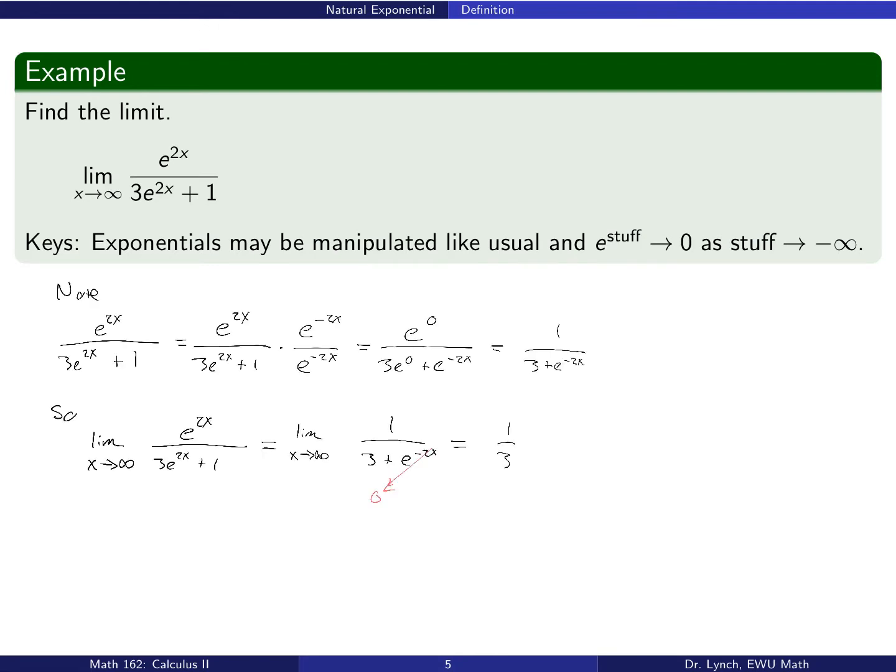So we can see that the quotient e to the 2x over 3 e to the 2x plus 1 can be written as 1 over 3 plus e to the minus 2x. So now evaluating the limit becomes quick because e to the negative stuff goes to 0 as the stuff goes to infinity, or similarly, e to the stuff goes to 0 as the stuff goes to minus infinity. The limit in this case is just 1/3.